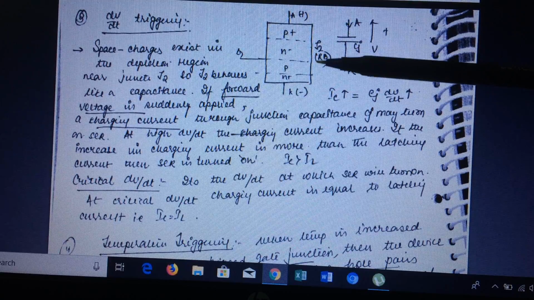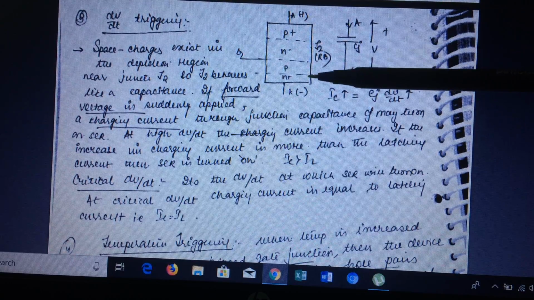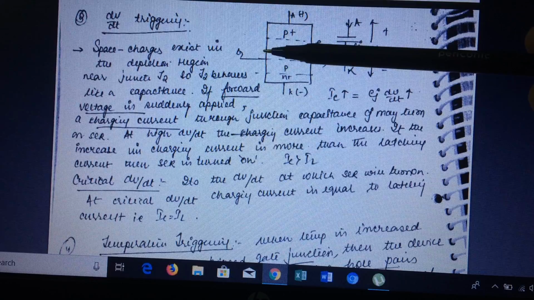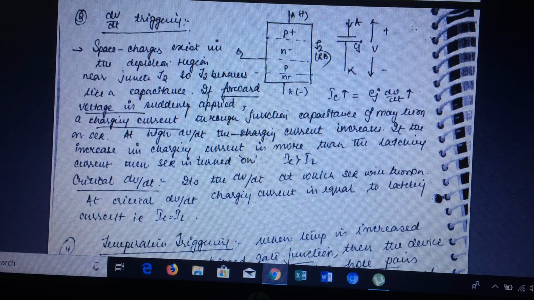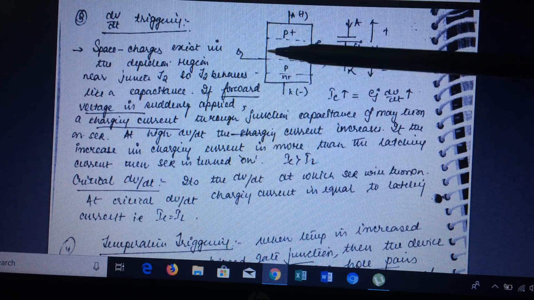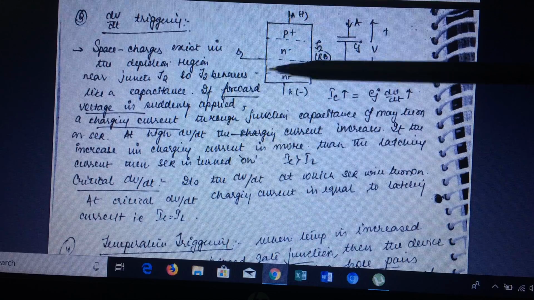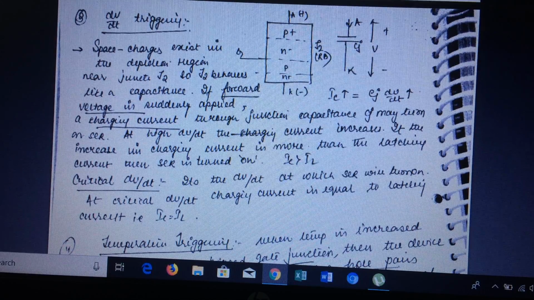This is J2, which is reverse biased, and J1 and J3 are forward biased. This is G, which is the gate signal, or gate terminal, right? So what happens in this junction where the gate is present and J2 is present? Charges exist there. It's a depletion region where charge actually exists. So J2 behaves like a capacitance.